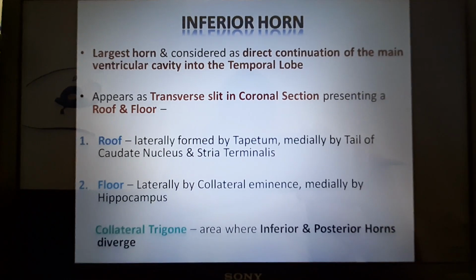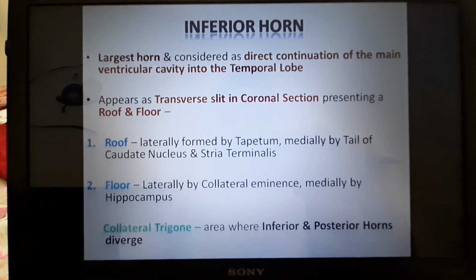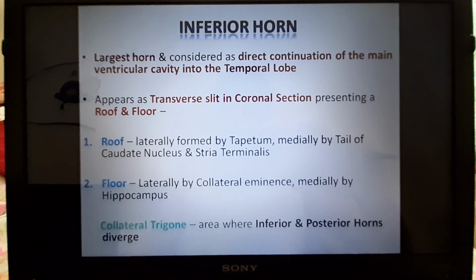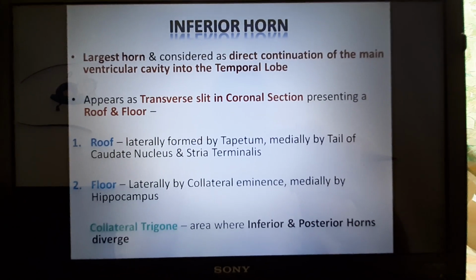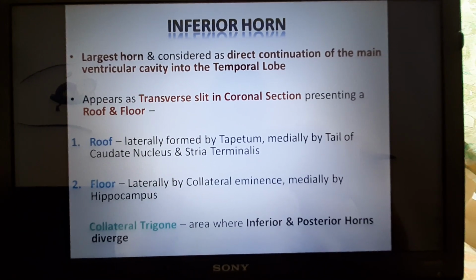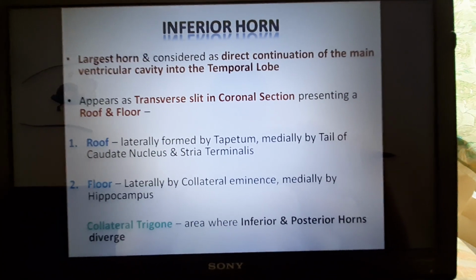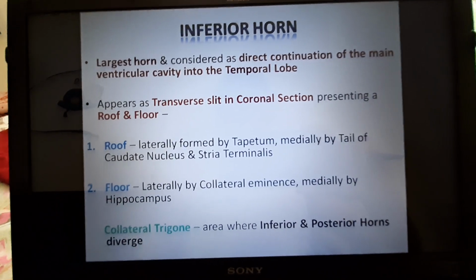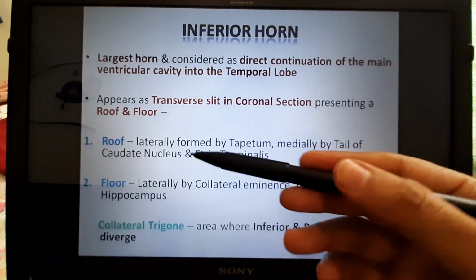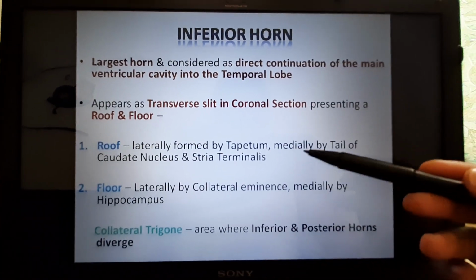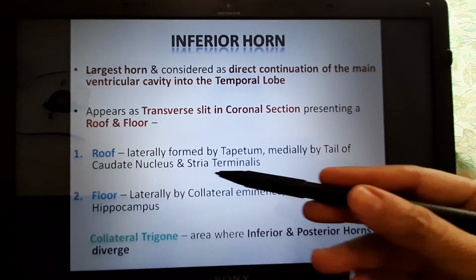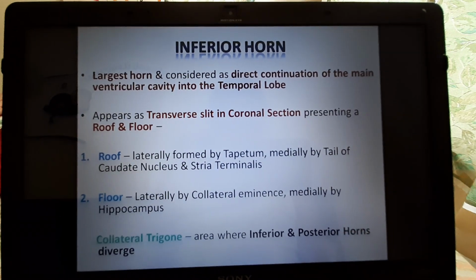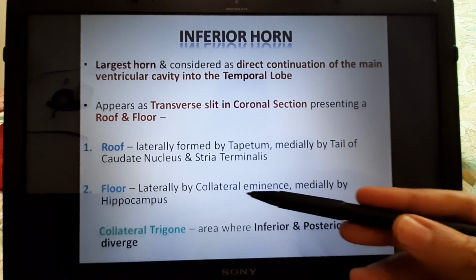So we come to the last part, that is the inferior horn of the lateral ventricle. It is basically the largest horn, considered a direct continuation of the main ventricular cavity into the temporal lobe. It appears as a transverse slit in coronal section, and it presents a roof and a floor. So again, the roof is laterally formed by the tapetum, and medially it is formed by the tail of the caudate nucleus and stria terminalis. Floor is occupied by the collateral eminence.